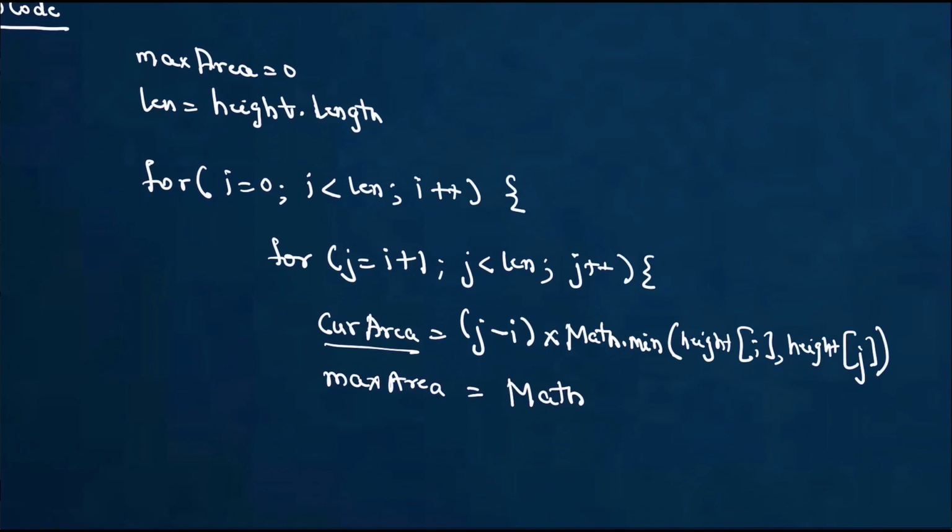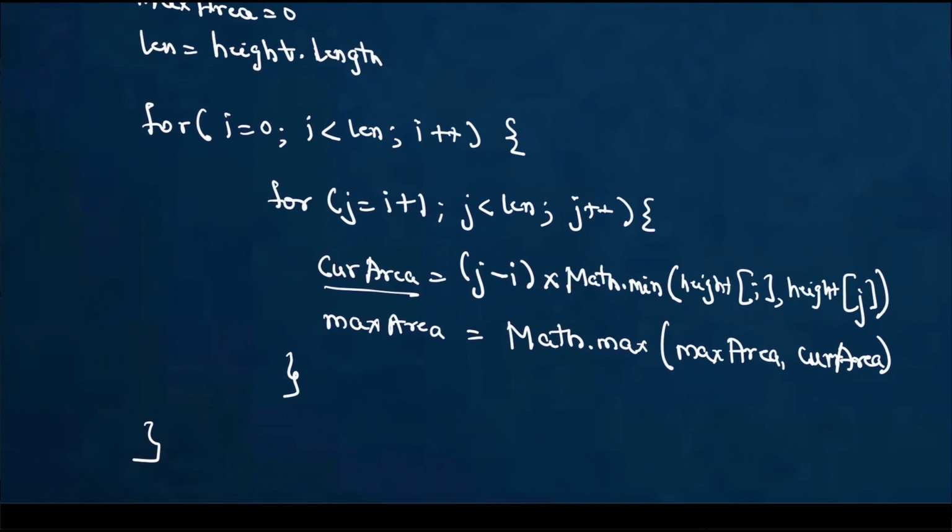If max area is already greater, we will not change it. If not, we will update max area with our current area. So we see whether max area or our current area is greater and update max area accordingly. And once we are outside the loop, we will return max area.